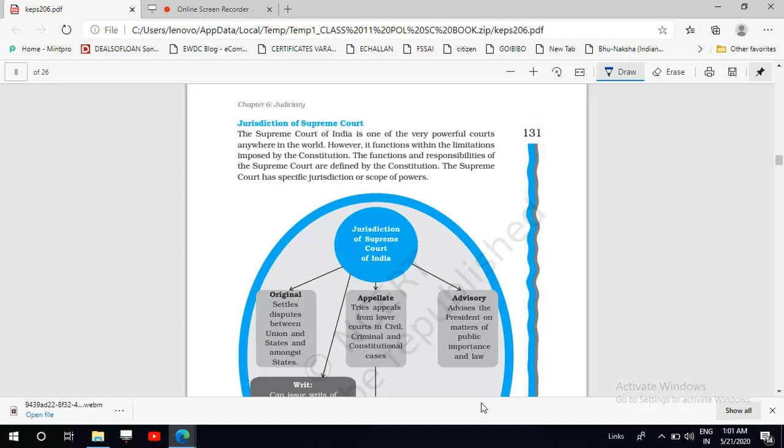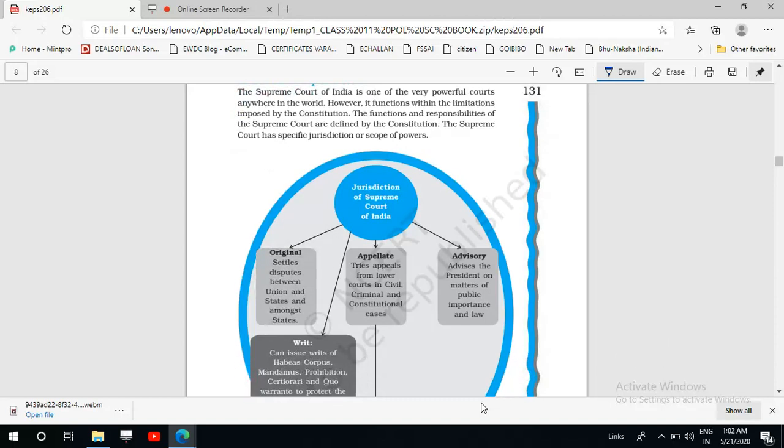Neither executive nor parliament can impose any kind of limitation on the powers of the Supreme Court. The limitations are imposed on the powers of the Supreme Court only by the Constitution. The functions and responsibilities of the Supreme Court are defined by the Constitution. The Constitution has described in detail the functions, the powers, and the responsibilities of the Supreme Court. The Supreme Court has a specific jurisdiction or a scope of power.